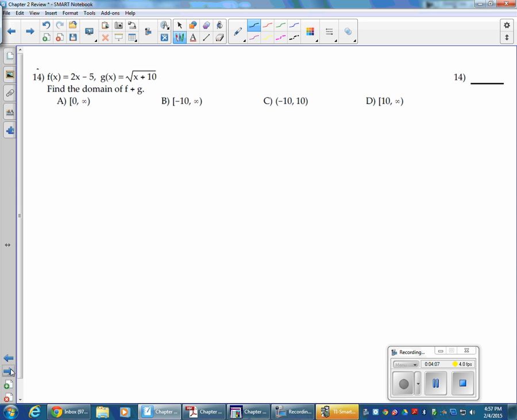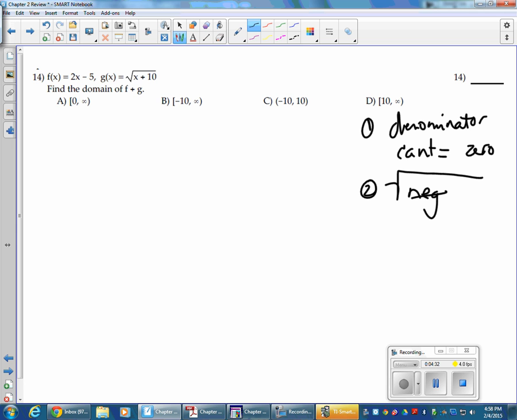All right, number 14, find the domain of f plus g. Okay, just a review on domain. Domain is all real numbers unless, one, you have a denominator. We talked about it in every class today. A denominator can't equal 0. And two, if you have a square root or an even root, you can't have a negative underneath the root.